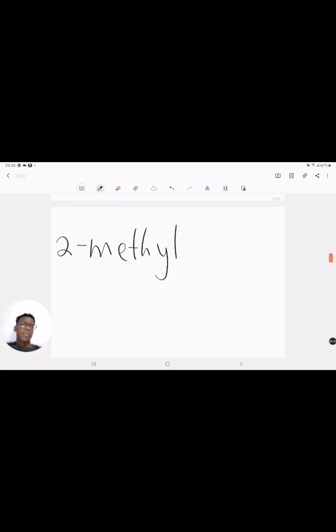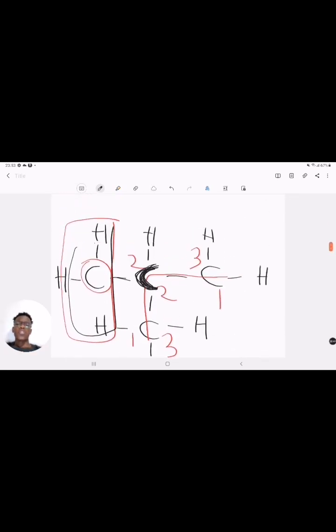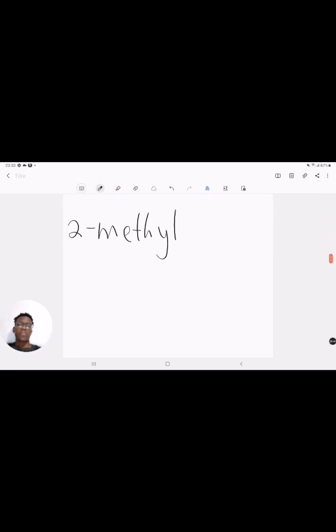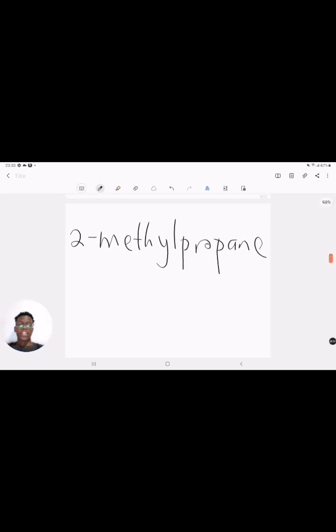Now, this alkyl group that's on carbon number 2 is attached to what parent chain? Well, the parent chain is propane. We just identified that it's propane. So this is going to be 2 methyl propane. Okay, easy peasy. Nothing complicated with that.